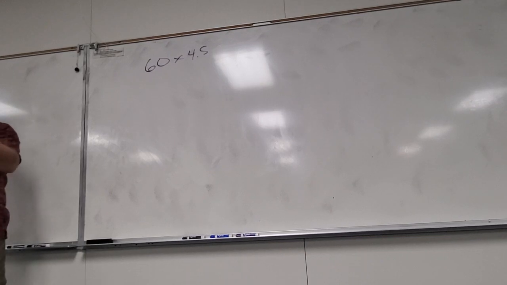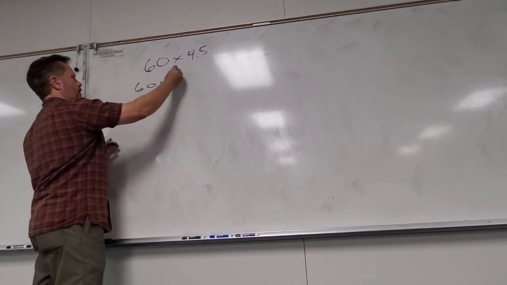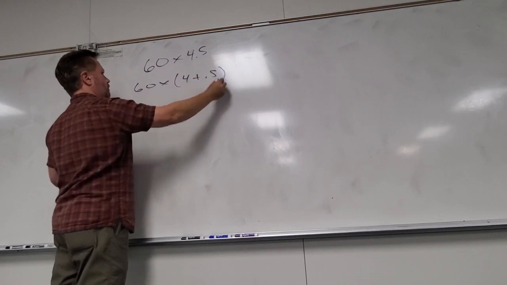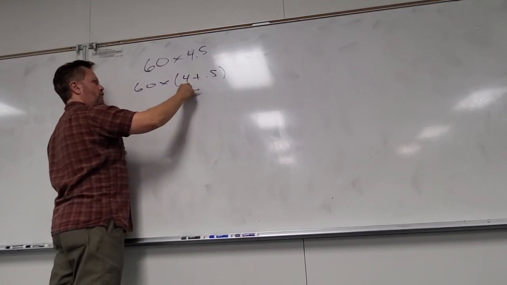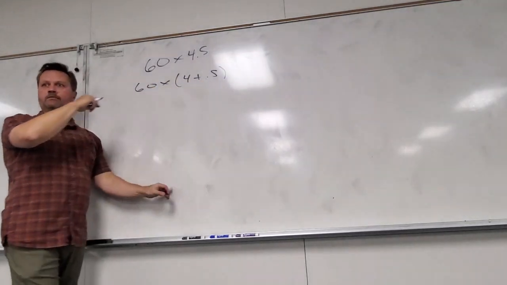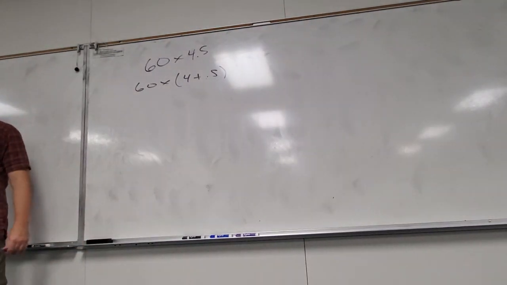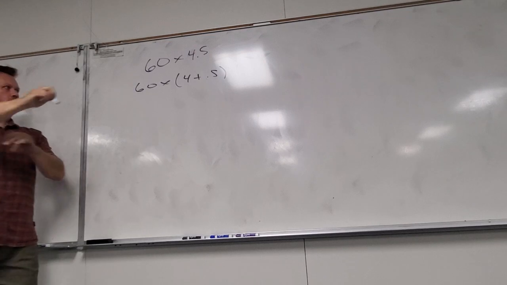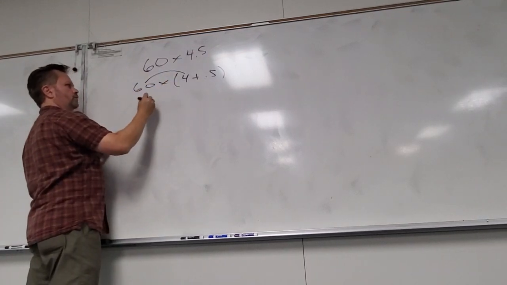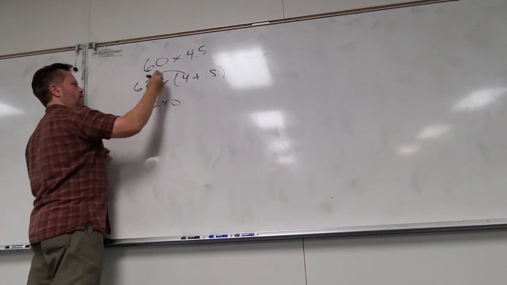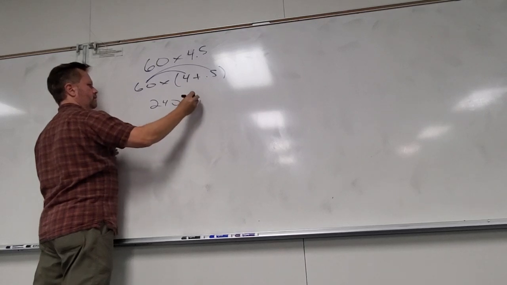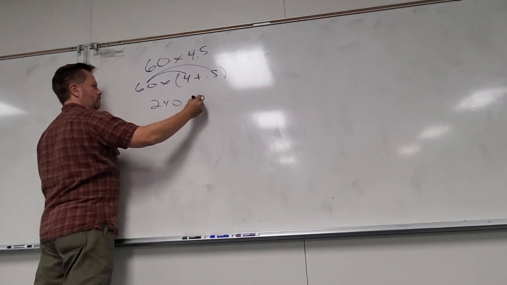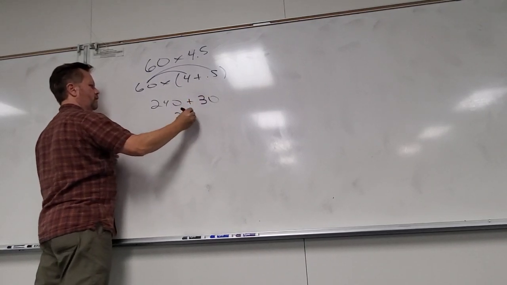4 and 0.5, right? So if I rewrite this as this, it's very easy to do 4 times 60 and a half is 16. Do you see that? That's the whole purpose of using distributivity to help. So 60 times 4 is 240. Half of 60 is 30. So I get 270.